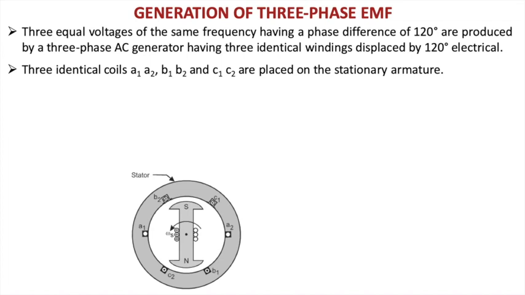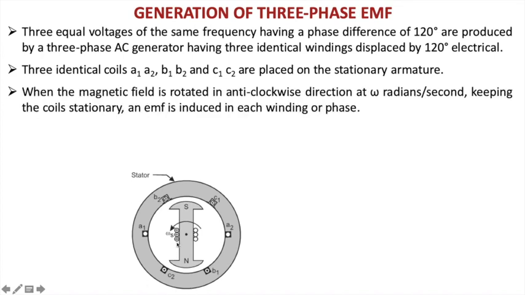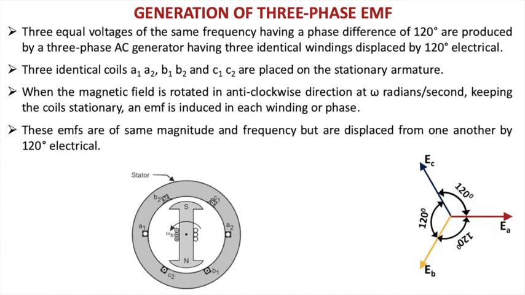Now three identical coils A1, A2, B1, B2 and C1, C2 are placed on this stationary armature. When the magnetic field is rotated in the anti-clockwise direction at the speed of omega radians per second, the coils are kept stationary and an EMF will be induced in each phase winding. The three EMFs are of the same magnitude and frequency, but they are displaced by 120 degrees from one another.